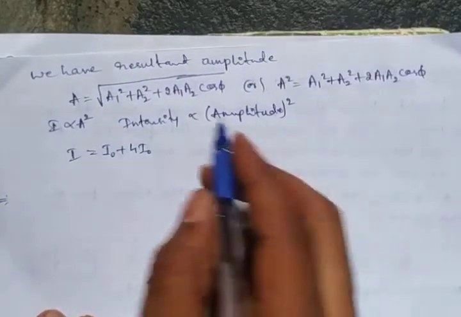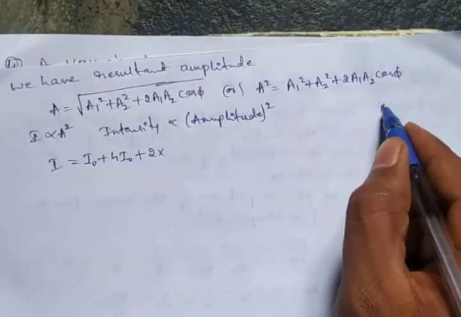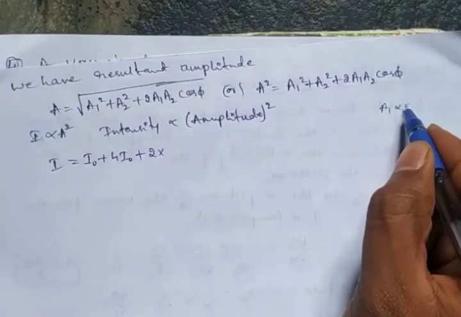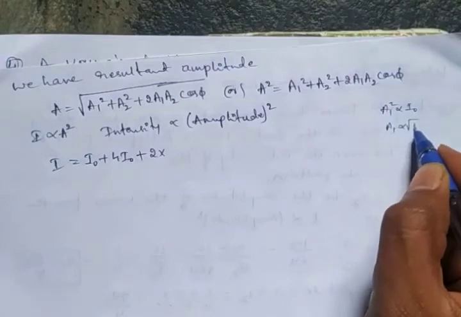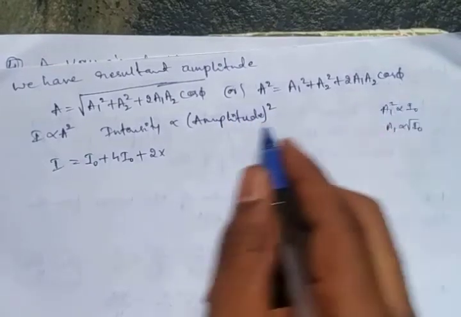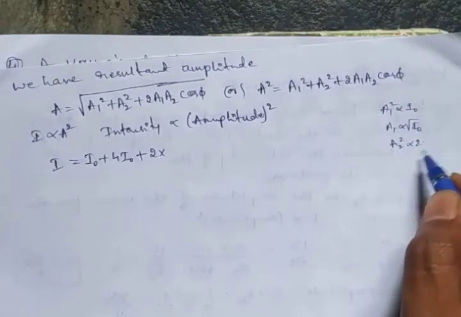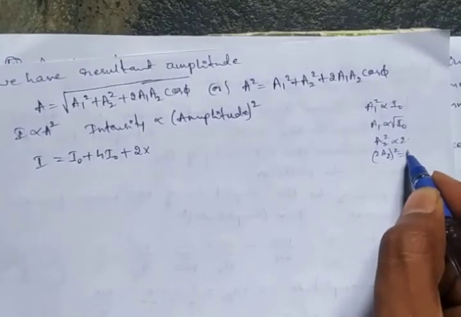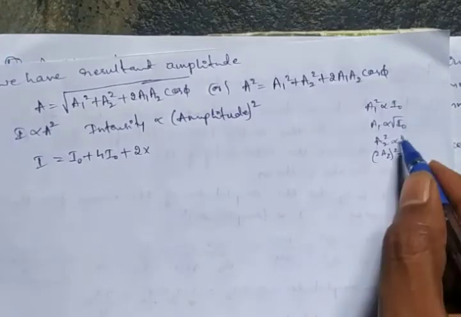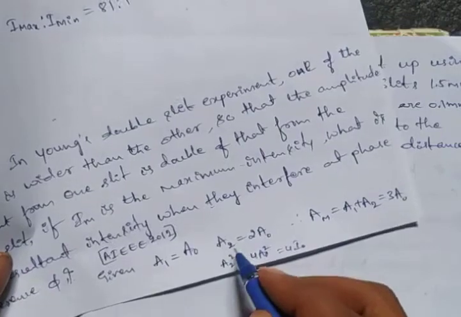Okay, next plus 2 into, here A1 square is directly proportional to I0, so A1 is directly proportional to square root of I0. In the same way, we can write A2 also. A2 is directly proportional to 2 square root of I0. So we can write this as 2 square root of I0, because we know that A2 is directly proportional to that.